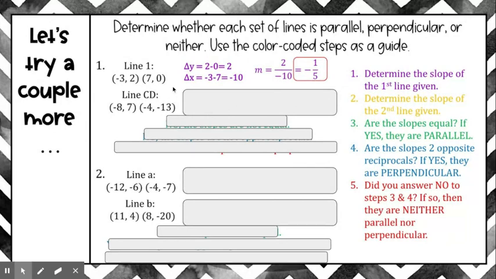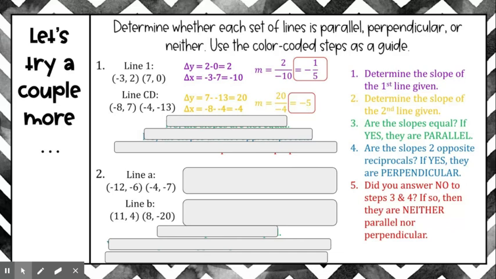Now we need to find the slope for line 2. So we need to find our change in y, which is 7 minus negative 13. And remember, when you subtract a negative, it's like adding. So that gives us 20. And then we need to find the change in x. So our x is negative 8 minus negative 4. And so remember, if we're subtracting a negative, it's like adding. So we have negative 8 plus 4 gives us negative 4. And that gives us 20 over negative 4, and when we reduce this, it will give us negative 5.